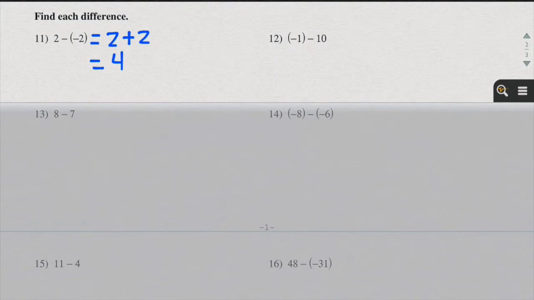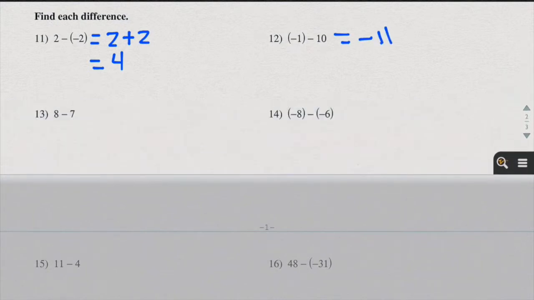Number 12, -1 minus 10. Again, like we did, I think it was number 2, where we had two negatives. You lose 1 yard and you lose 10 more yards. You end up losing a total of 11 yards. -11. 8 minus 7 is 1.